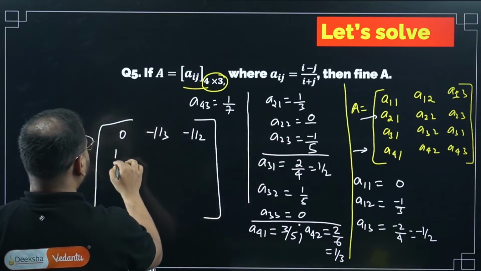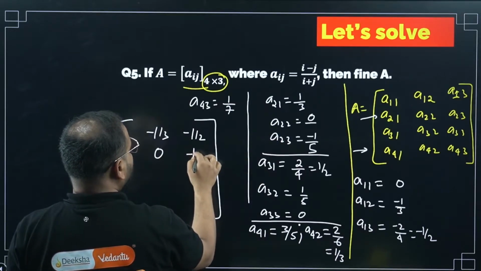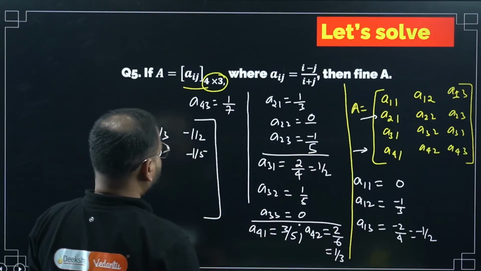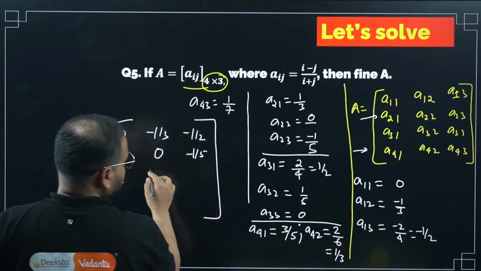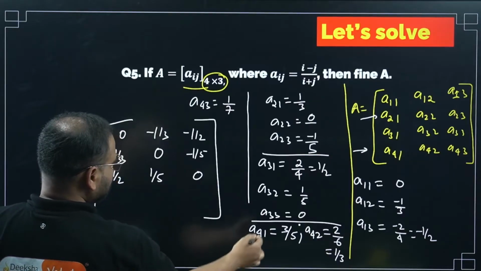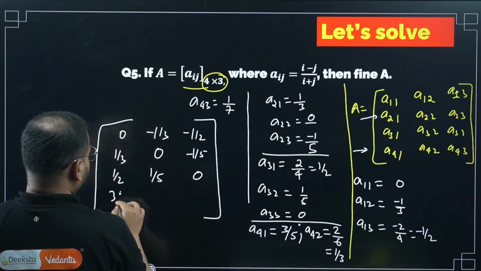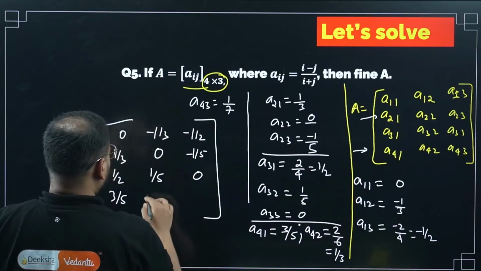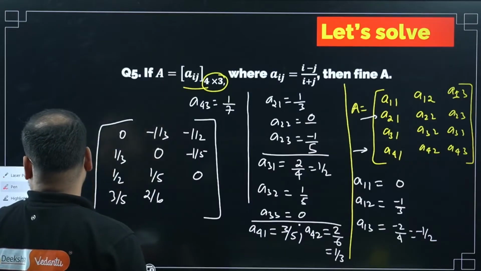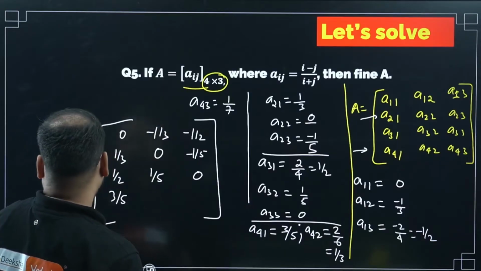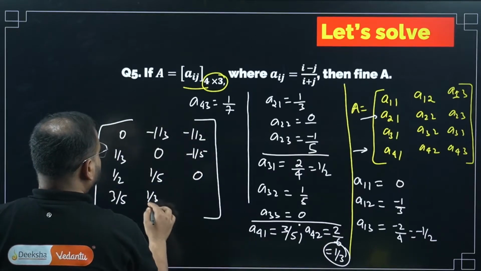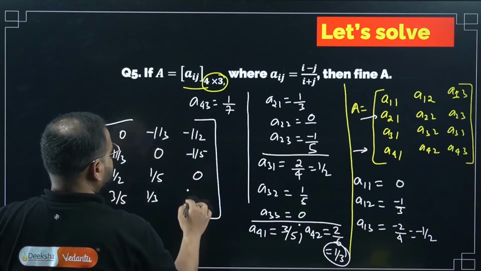Next row: 1 by 3, 0 and minus 1 by 5. Next one is 1 by 2, this is 1 by 5 and this is 0. What about the last row? A41 will be 3 by 5, then 2 by 6, sorry, 1 by 3. I can simplify it as 1 by 3, so I'm writing it as 1 by 3. Last is 1 by 7.